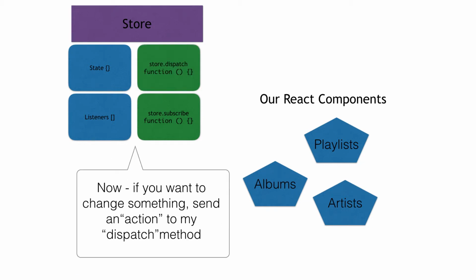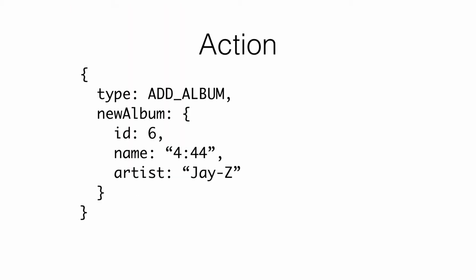So, how do we do that? How do we create a change? And the answer is we dispatch actions to the store in order to change the state of the store. So if you want to change something, the store says, please call my dispatch method with an action. And actions look like this. They are plain JavaScript objects. They always have a type. And then they have whatever other data we want.